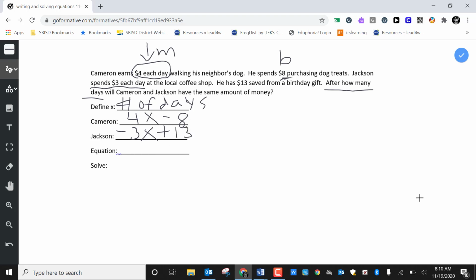Okay, so I'm going to put those two expressions together to get my equation. So we've got 4x minus 8 equals negative 3x plus 13. Okay, now we need to solve it. So remember, to solve, we want all our x's on one side of the equal sign and all the constants on the other side. I like to start with the side that has less x's.